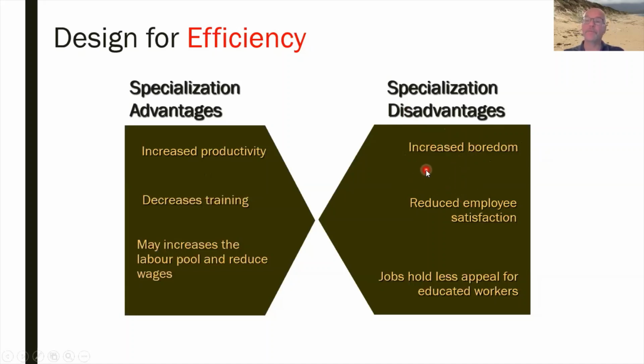So you'd probably be less happy doing a specialized job. And really they hold less appeal for educated workers. Okay. And if you want to add a fourth one here, the chances of injury, repetitive sprain injuries, particularly if you're doing the same thing all the time, would be another disadvantage.